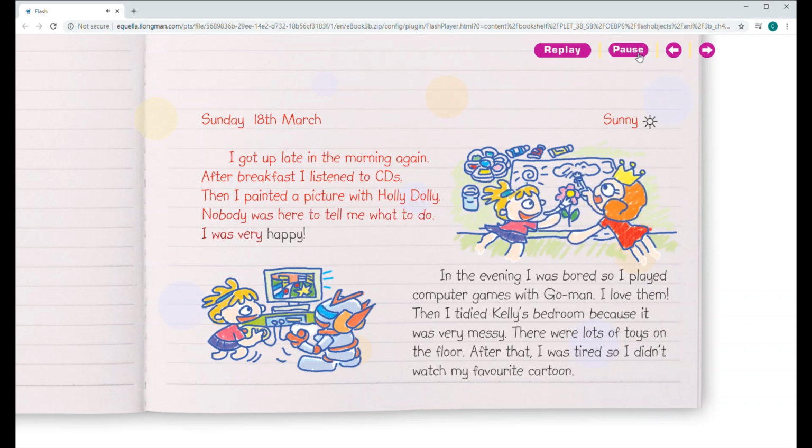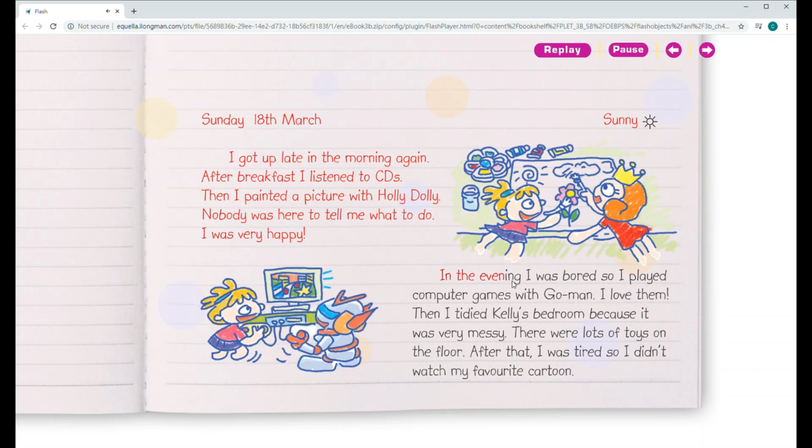I was very happy. Let's pause here and try to find out the past tense in the second diary entry, the morning entry. So got up late, got, listened, painted, was, again was. All right, now let's look at the evening entry.